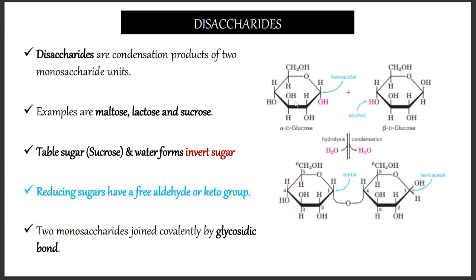We know that sucrose is made by a reaction of glucose and fructose. Now that table sugar, sucrose, when you add it into water, you form what is known as invert sugar. Okay, just take note of that. What is invert sugar? It is basically sucrose and water.